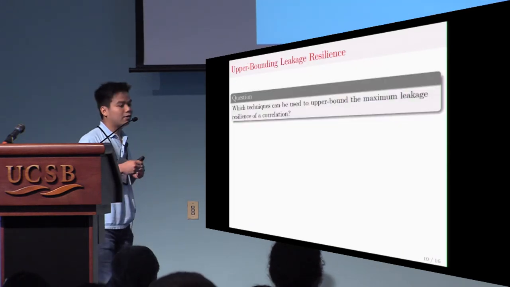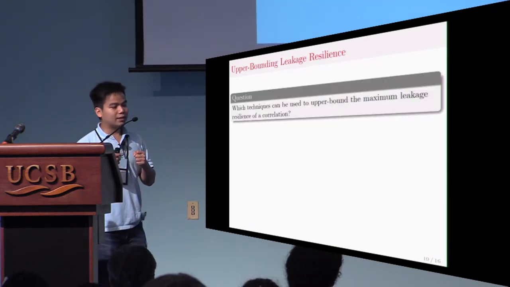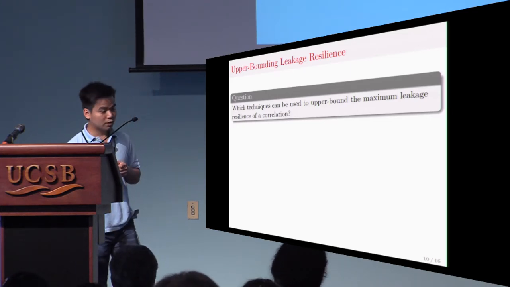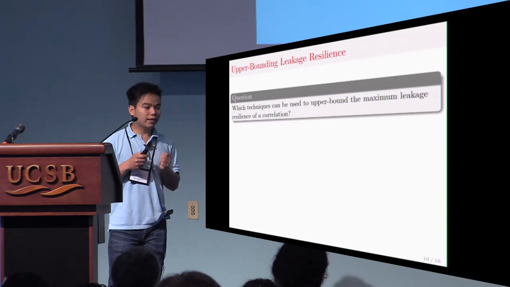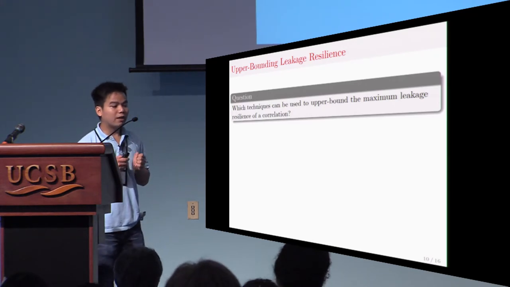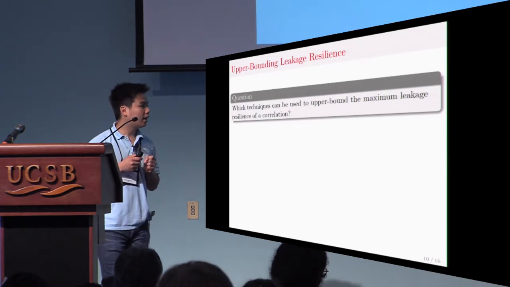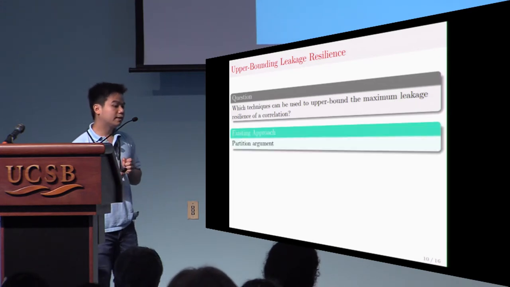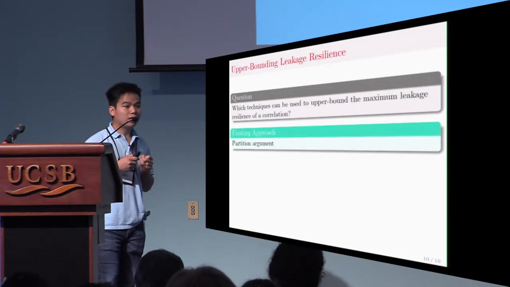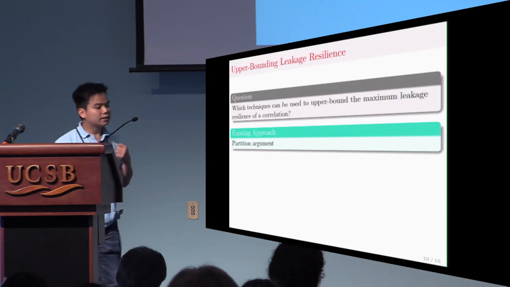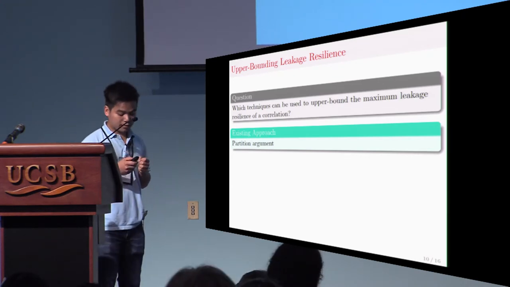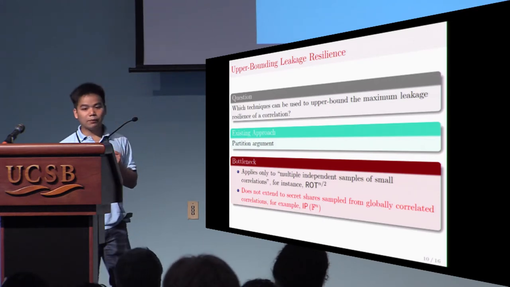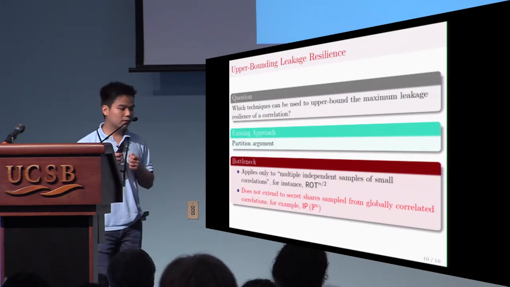For the rest of the talk, I will talk about the other side, about bounding maximum leakage resilience. So the question is: which techniques can be used to bound the maximum leakage resilience of any correlation? An existing approach is a partition argument, but this approach has a bottleneck. It applies only to multiple independent samples of small correlations.